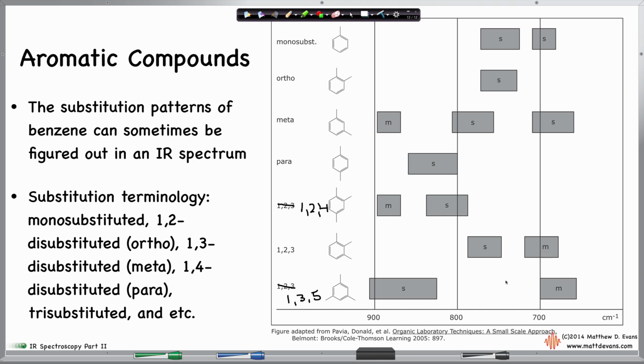But anyways, in the IR spectrum, you can expect a strong absorption here, medium here, strong, medium, etc., etc. So that's if you're looking carefully at these substituted aromatic compounds, benzene rings. Just to remind you, the terminology ortho refers to 1, 2 substitution, meta is 1, 3, and para is 1, 4.